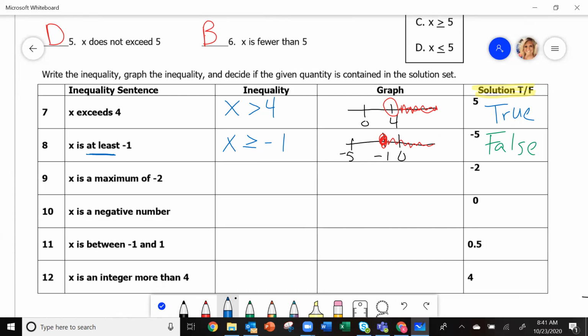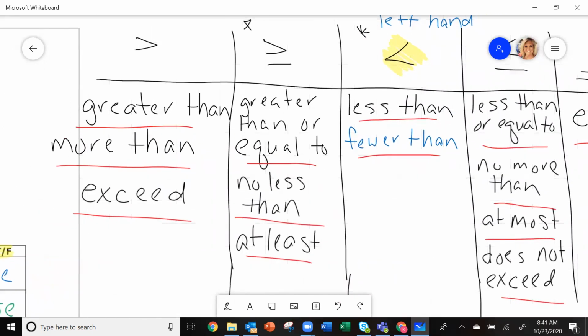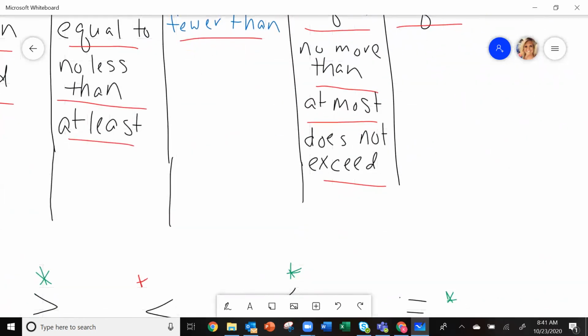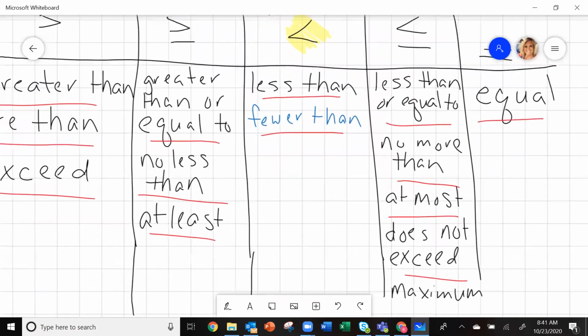Number 9, x is a maximum of -2. If it is a maximum, it's the most you can go to. So it would be less than or equal to -2. So let's pause a second and put x as a maximum over here. Maximum would be less than or equal to.